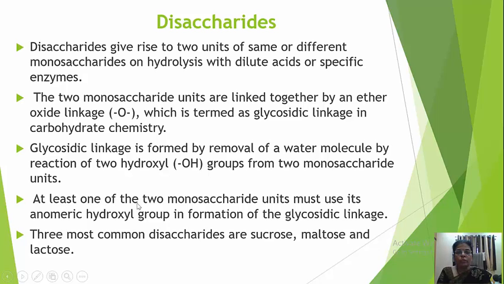At least one of the 2 monosaccharide units must use its anomeric hydroxyl group in the formation of the glycosidic linkage. That is, when glycosidic linkage formation takes place, at least one monosaccharide uses its anomeric hydroxyl group. The 3 most common disaccharides are sucrose, maltose and lactose, and we are going to study the structure of sucrose, maltose and lactose. First, sucrose.